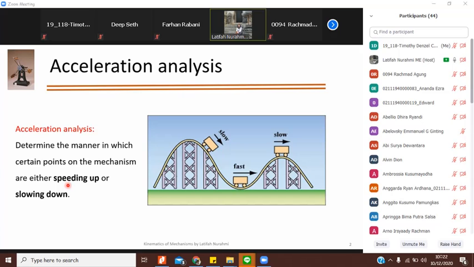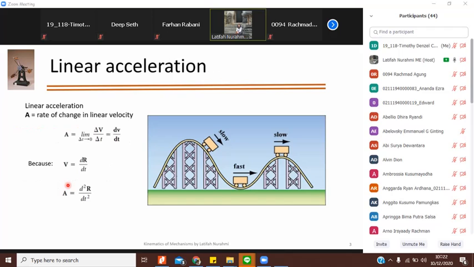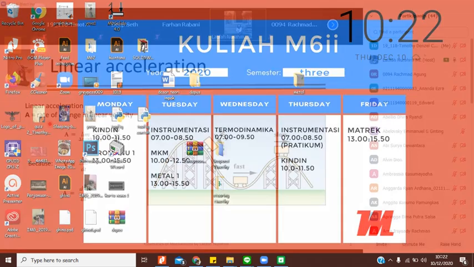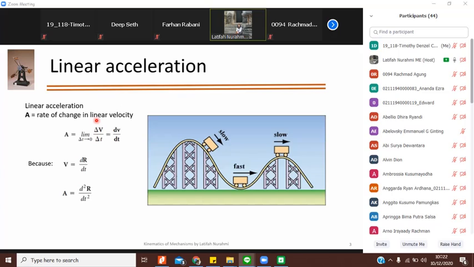And I believe you know what is the definition of acceleration. And then acceleration, you will have two types, just like in velocity, you have linear and angular acceleration. So in linear acceleration, from the name linear, it means you just walk in a straight line. Okay, and it defines the rate of change in linear velocity.